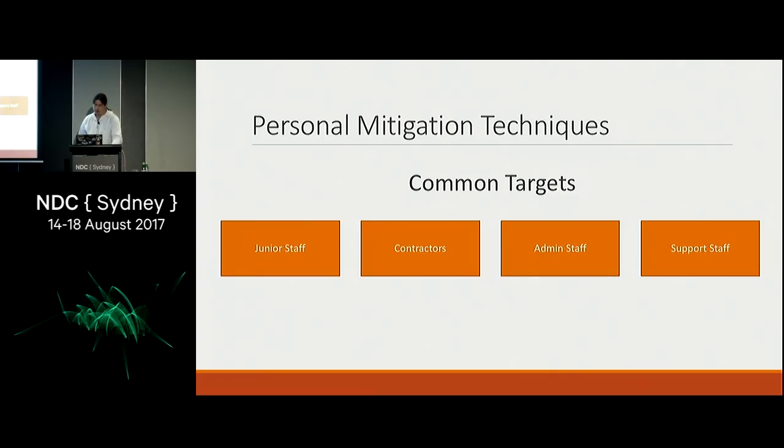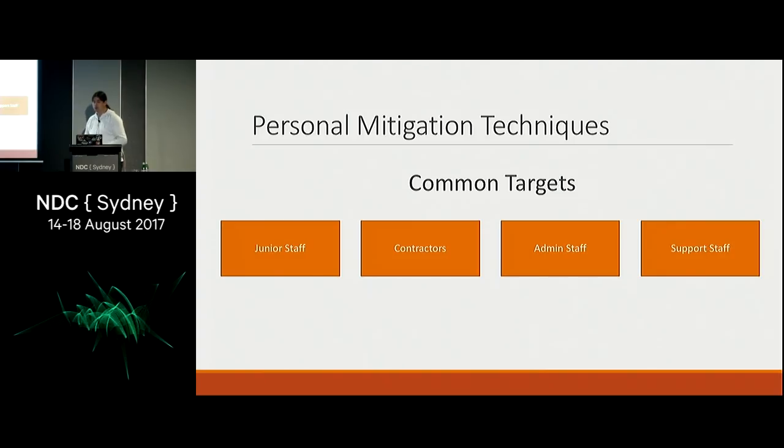As we said, common targets in a company tend to be junior staff because they're very eager to please and help. Contractors are also very common people to be targeted because they don't have the same sort of vested interest in the company as a full-time member of staff does. I've worked with various companies, or contractors from outsourcing operations, where culturally, from the countries they're from, they're very eager to help because they don't want to be seen as evasive or not helpful. So they're very good people to target.